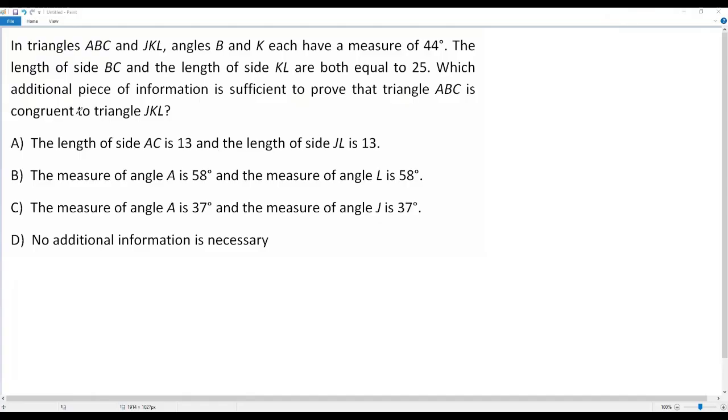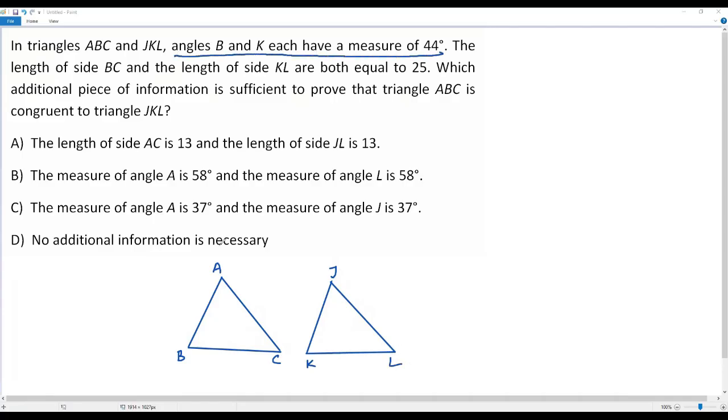First let me draw the two triangles. Here I have drawn two triangles. Now let me mark the vertices. Here we have A, here we have B, here we have C, and J, K, L. We have the information that angles B and K each have a measure of 44 degrees. At B, let me mark 44 degrees. And here at K, we have 44 degrees. And also we have the information that the length of side BC and the length of side KL are both equal to 25. We have BC over here, its length is 25, and KL over here, its length is 25.